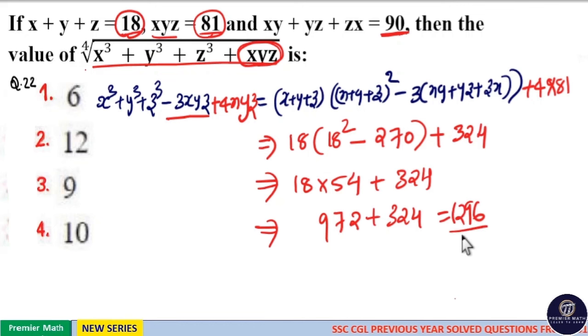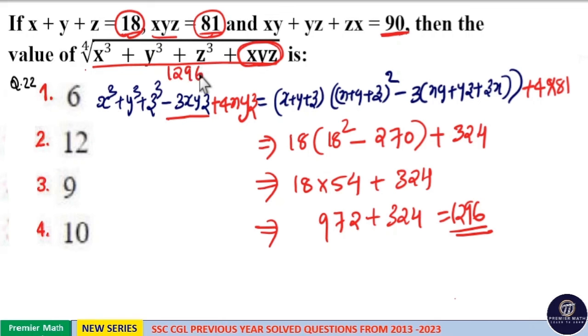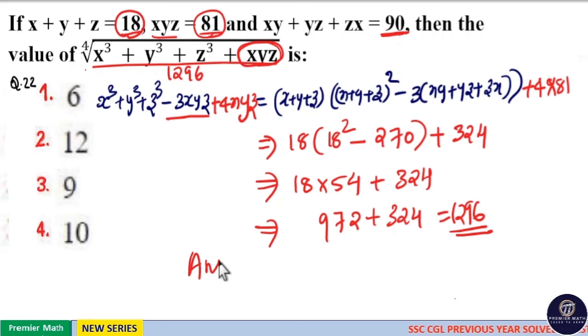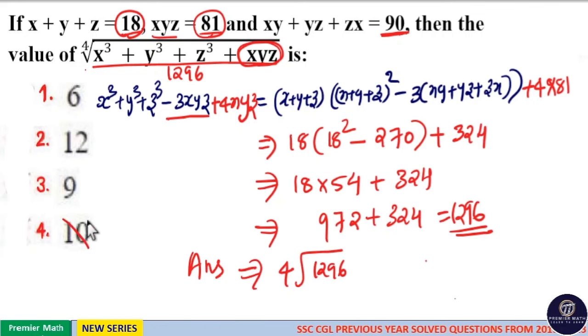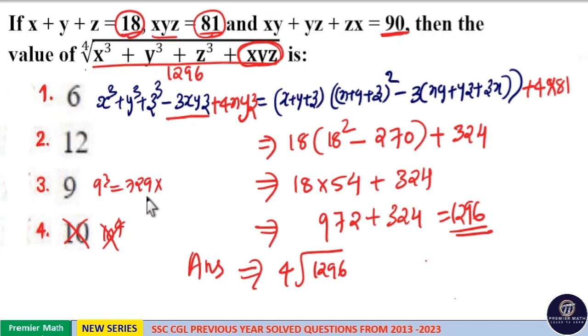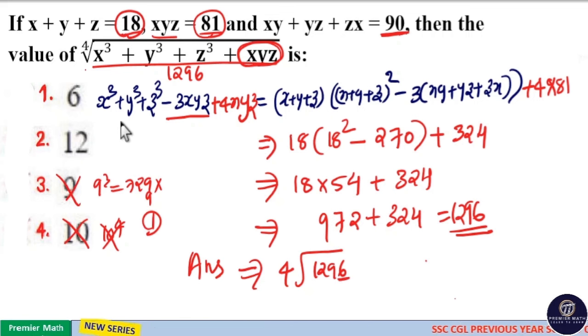9 plus 3, 12. So, this term x cube plus y cube plus z cube plus xyz is equal to 1296. So, your answer is 4th root of 1296. Here, if you take 10 raised to 4, 10 raised to 4 is 10,000, which is not possible. Now, 9 raised to 4 means 9 cube is 729. And if I multiply again with 9, unit digit is 1. But here unit digit is 6. So, this is also not possible.